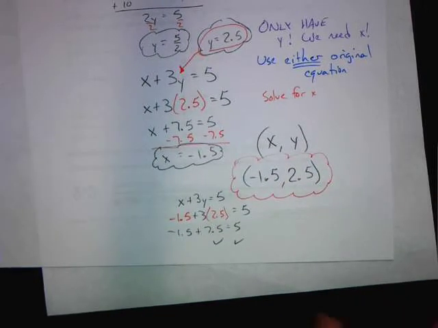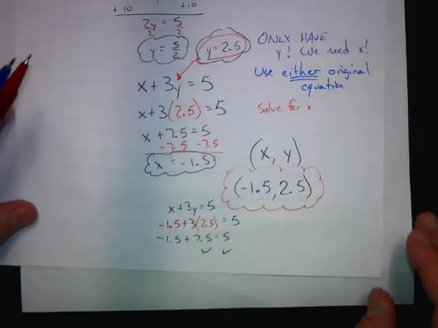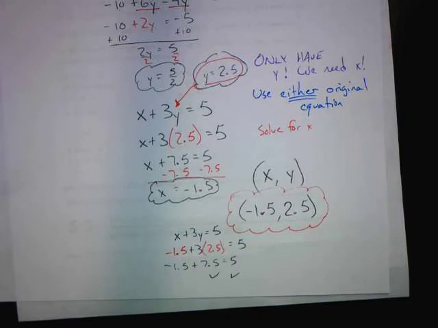And that's how we find our ordered pair using substitution. That's substitution in a nutshell. We'll move on to different methods later, but that's it for substitution.